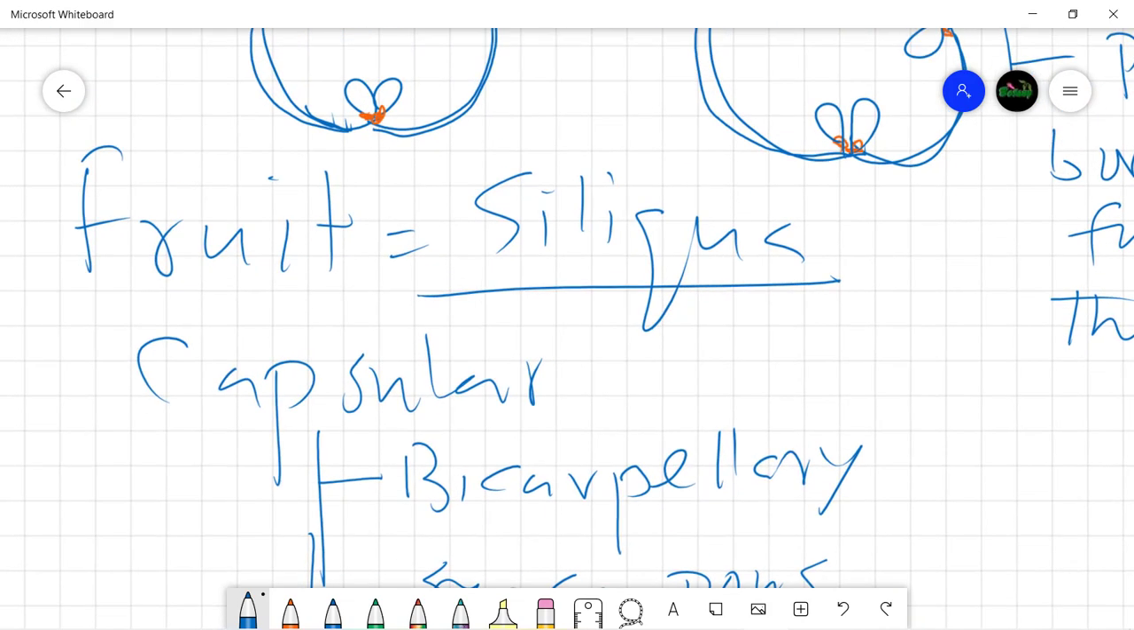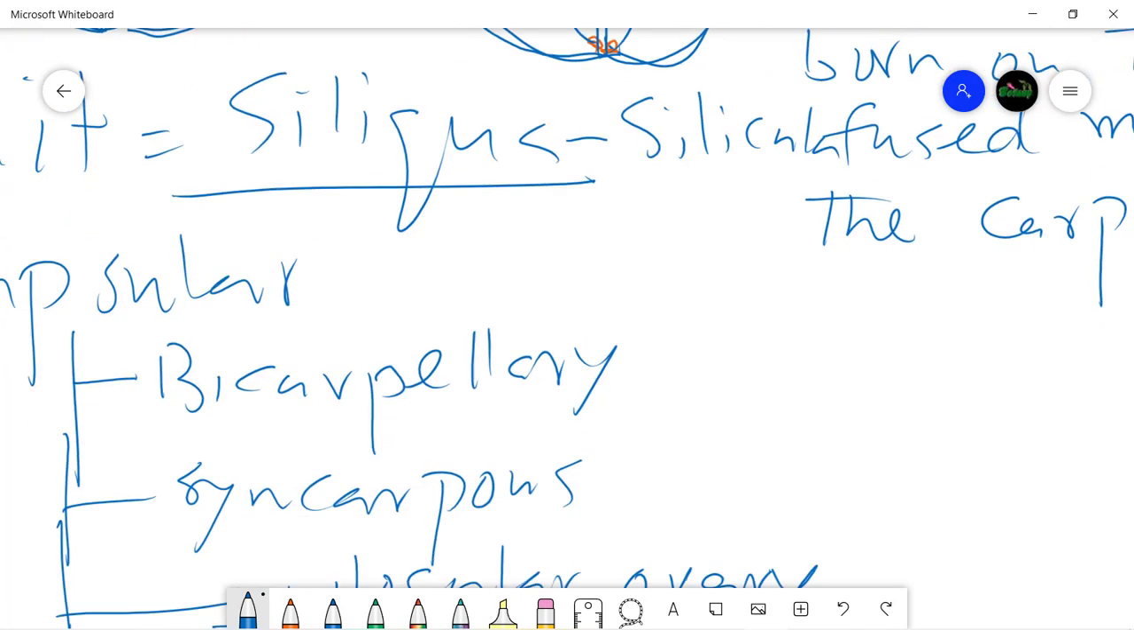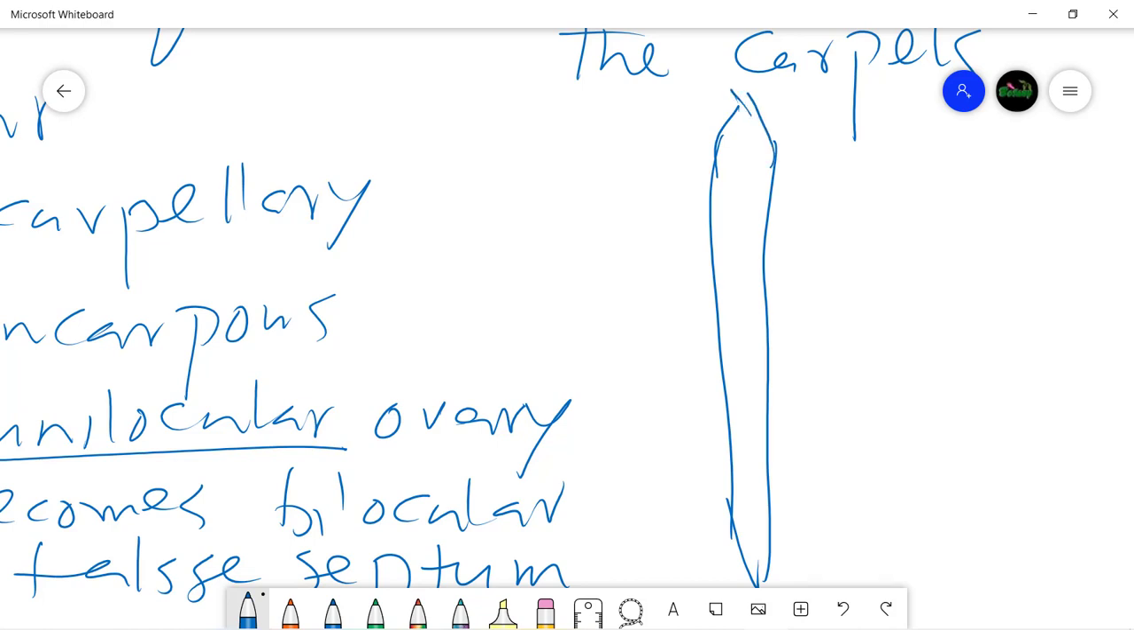Now siliqua, the other fruit that is found in this family is silicula. So these are two fruits, siliqua and silicula. Siliqua is basically an elongated fruit. It's a long fruit, quite long. And the silicula is actually much broad as compared to its length. So this is the difference between the two.